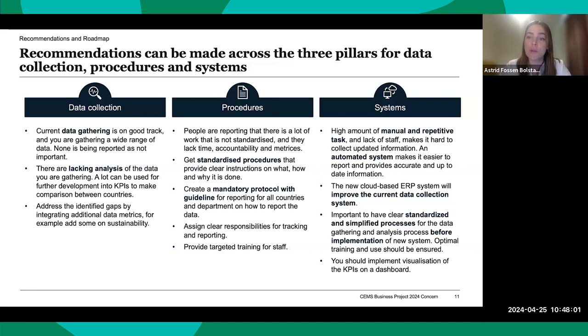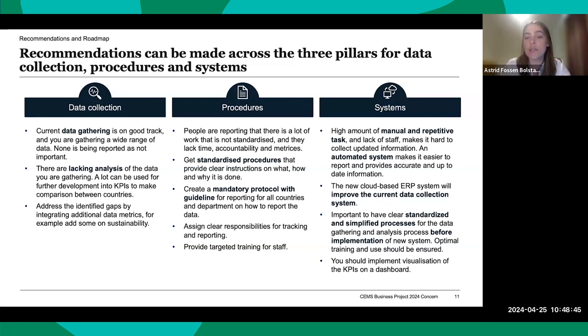For the procedures, people are reporting that there is a lot of work that is not standardized, and there is a lack of time, accountabilities, and metrics. So here it is important to get standardized procedures that provide clear instructions on why, how, and what is supposed to be done. In regards to the systems, there is a high amount of manual and repetitive work, and there is a lack of staff in different departments, and this can make it hard to collect updated information. An automated system will make it easier to report and will provide more accurate and up-to-date information.